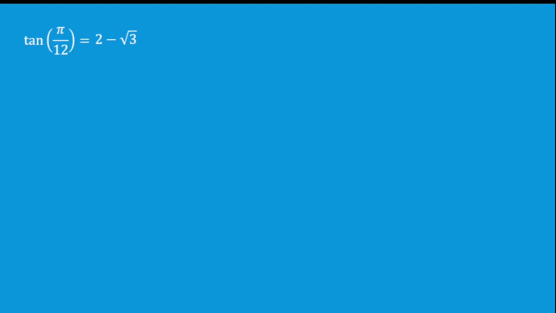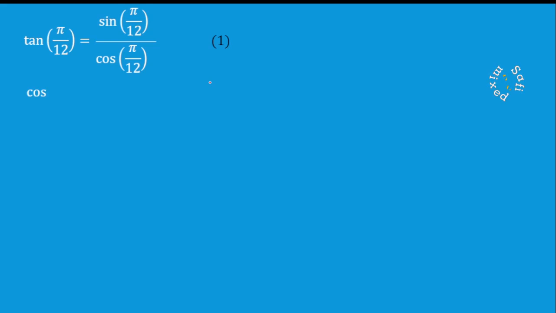Let us prove that tangent pi by 12 equals 2 minus square root 3. By definition, we can write the tangent of a certain quantity as a ratio of sine of the quantity divided by cos of that quantity. So I can write tangent pi by 12 equals sine pi by 12 divided by cos of pi by 12. Now, let me first find cos pi by 12.